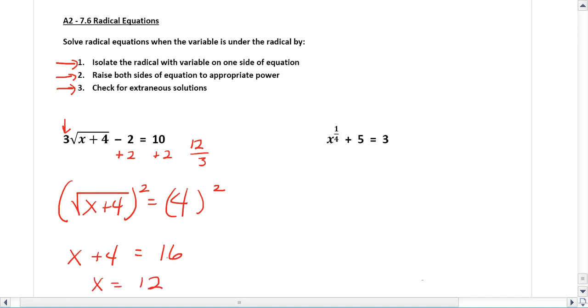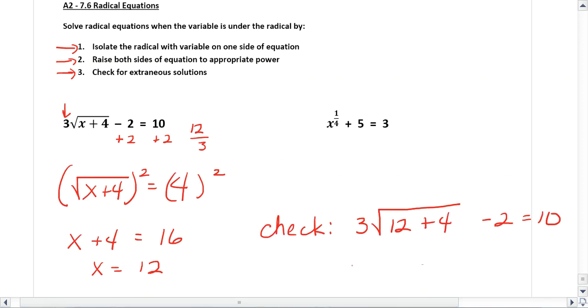And then we do want to check this answer. And perhaps you can do this mentally, but I just plugged in the 12 for the x here so we can look at it. 12 plus 4 is 16. Square root of 16 is 4. So I have 3 times 4, which is 12, minus 2, which is indeed 10. 10 equals 10, so this checks out.